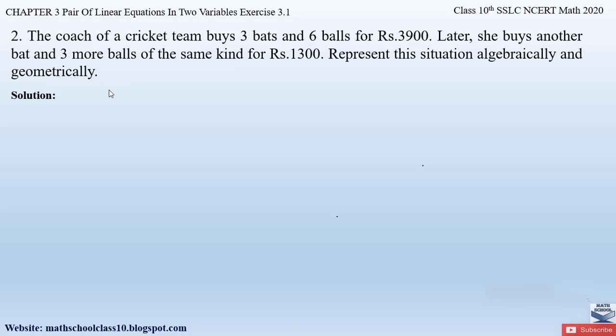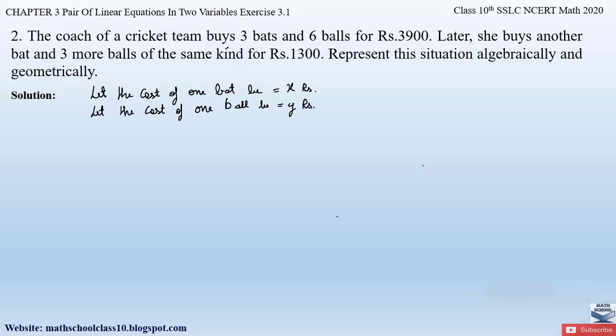So again, this question is very much similar to our previous question, that is question number 1 from the same exercise. So to solve this problem, initially let us assume the rate of each bat and each ball. Let the cost of one bat be X rupees and similarly let the cost of one ball be Y rupees.